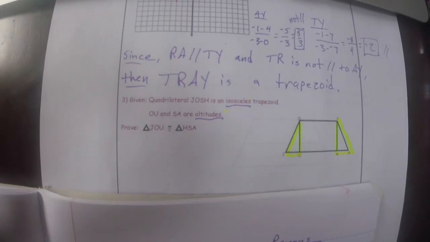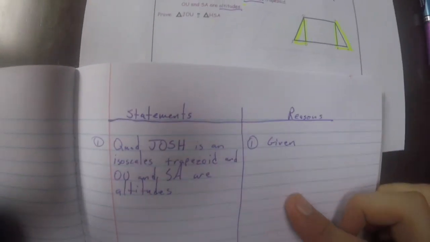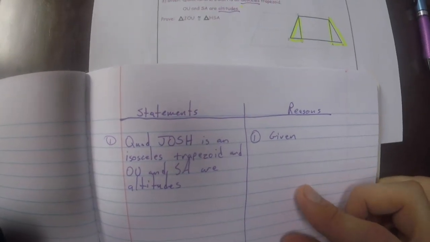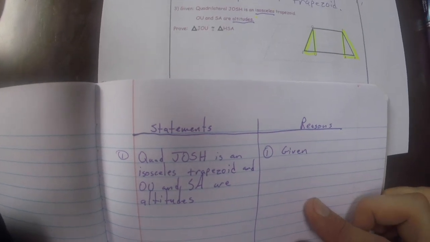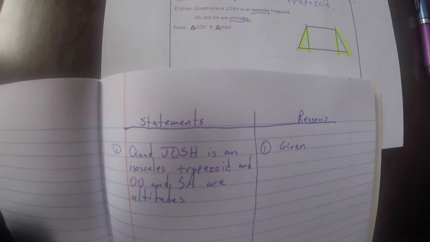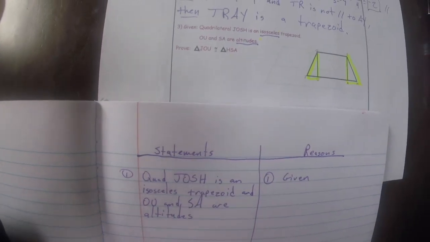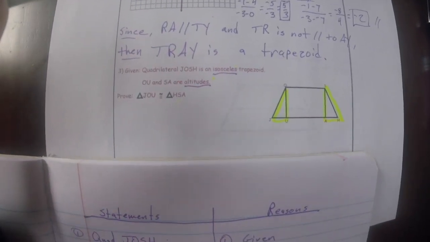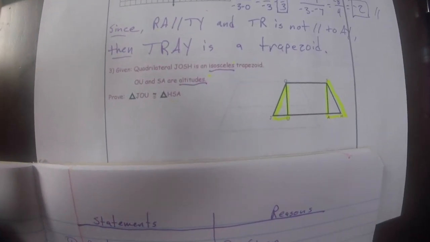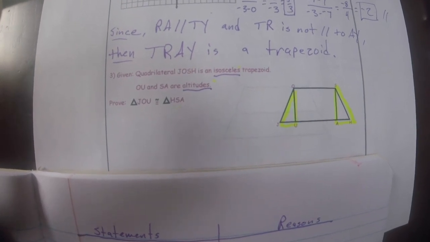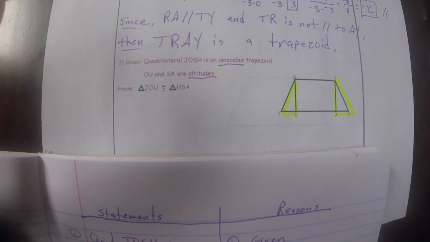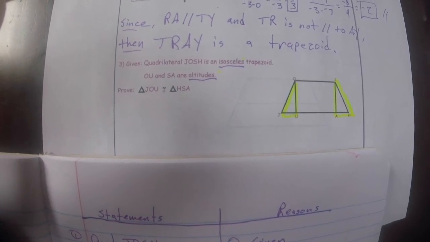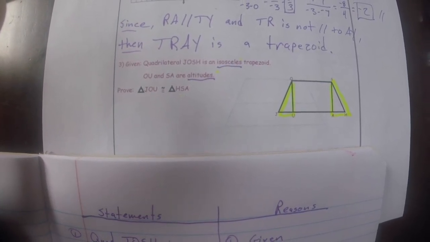I went ahead and I made my statements and reasons column, and I just transferred the given information into my table. All right, now I got to kind of pick this apart and figure out where I am going from here. Well, remember, our goal is to prove that the two highlighted triangles are congruent to each other. Well, let's think about it. There are 5 different ways to prove that two triangles are congruent. What are they?